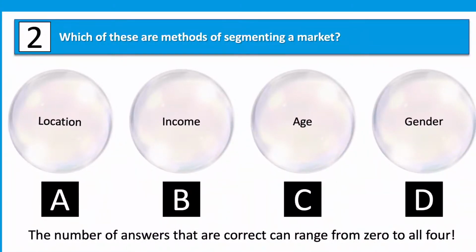So which of these are methods of segmenting a market? Which of these are ways in which the market can be segmented, divided up? Location, income, age, and gender. How many of those, if any, are correct? Give me a number, please. If you want to be more specific, you can let me have the letter or letters as well.